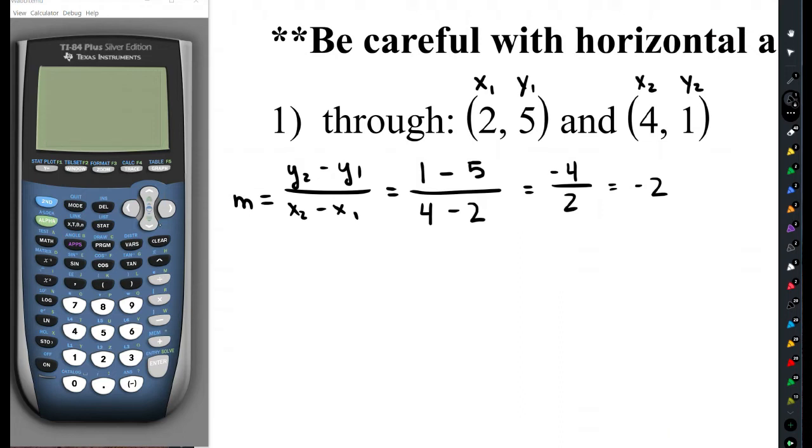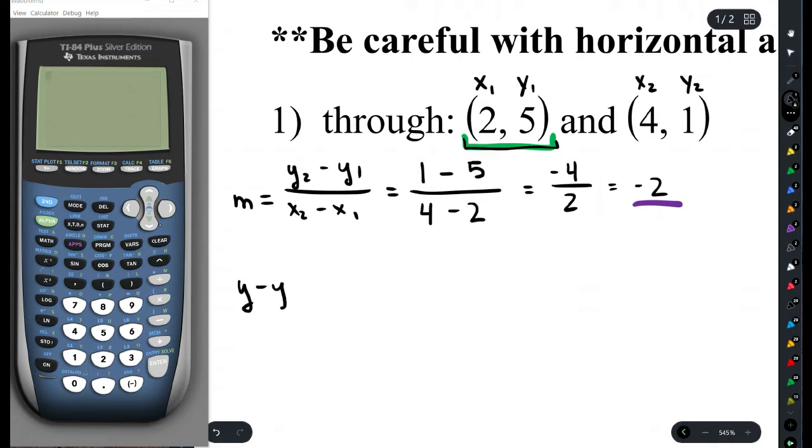So now, we have a slope, and we have 2 points to pick from. I'm going to pick the first one. It really doesn't matter. But from now on, when we see x1 and y1, that's what we're using. Because the next step is point slope. y minus y1 equals m times x minus x1. So, using that, we have y minus 5 equals negative 2 times x minus 2.